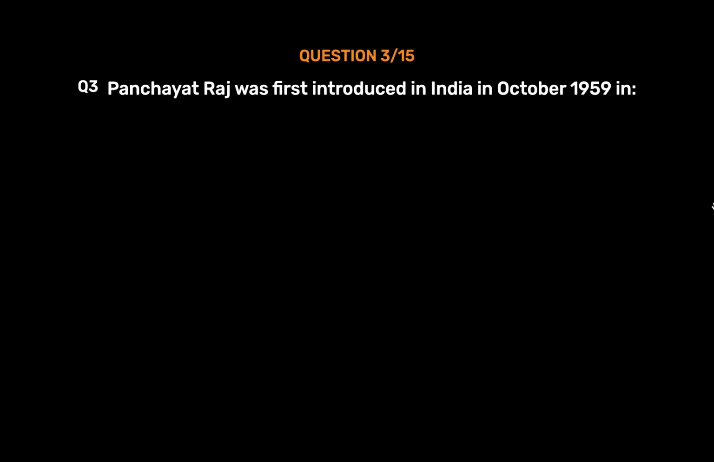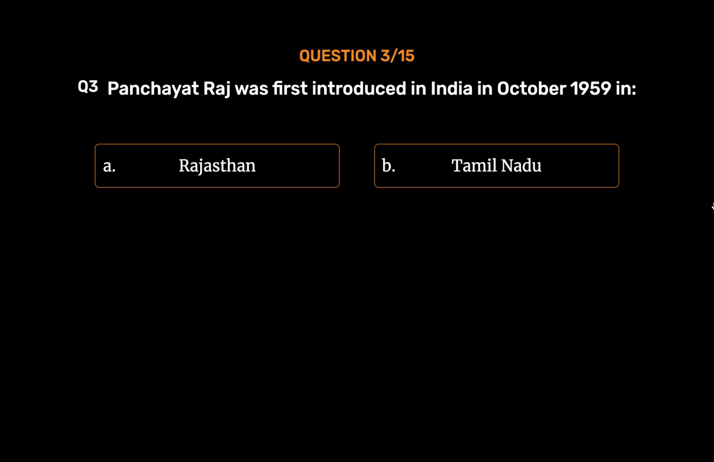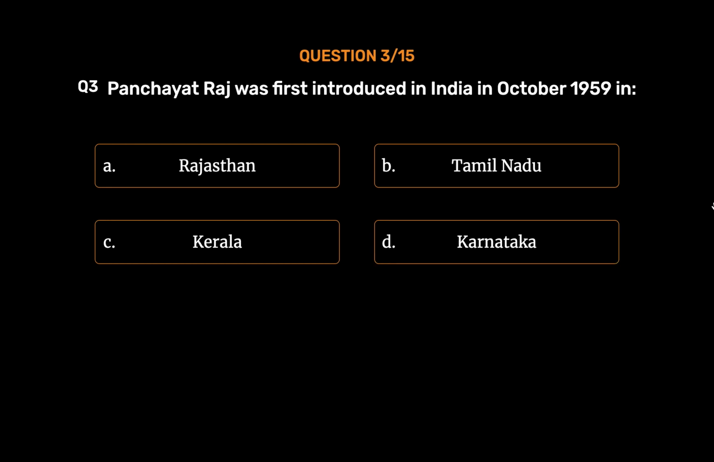lakhs. Question number 3. Panchayat Raj was first introduced in India in October 1959 in Option A. Rajasthan. Option B. Tamil Nadu. Option C. Kerala. Option D. Karnataka. The correct answer is Option A.